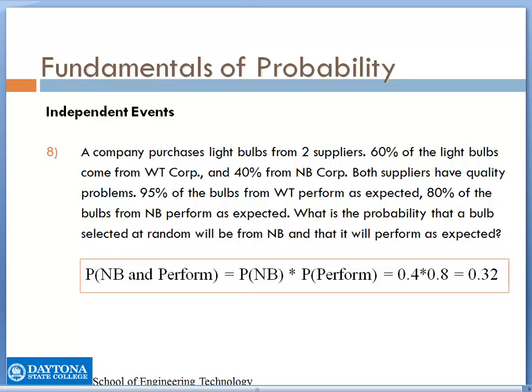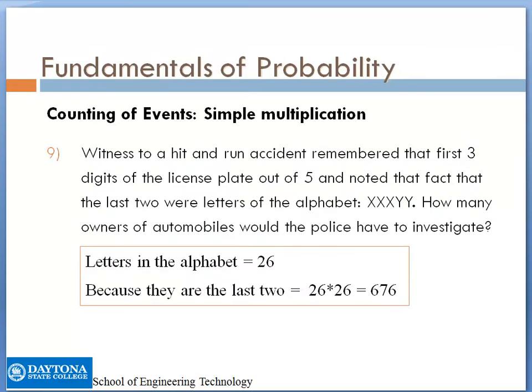So in this case, we want to find the NB and those that perform as expected. So this is equal to the probability of NB times the probability of performing as expected for NB. NB is 0.4, which is 40%, times 0.8, which is the probability of NB performing as expected. And this is equal to 0.32 or 32%. So those were the different ways to use the theorems of probability to solve problems.